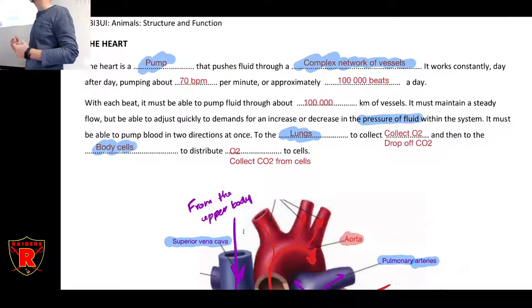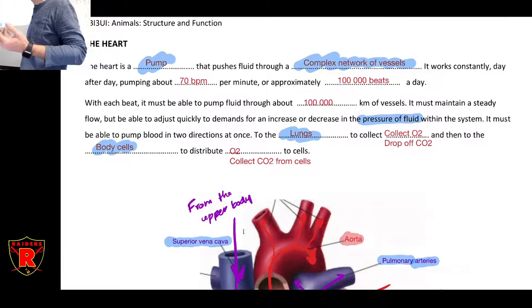So it has to pump constantly for 80 plus years. It's not allowed to stop, otherwise you die. And it has to maintain a certain pressure and essentially have zero failure. And we don't have any kind of a machine that can reproduce this, not without significant service. So, I mean, it's really kind of a miraculous machine.